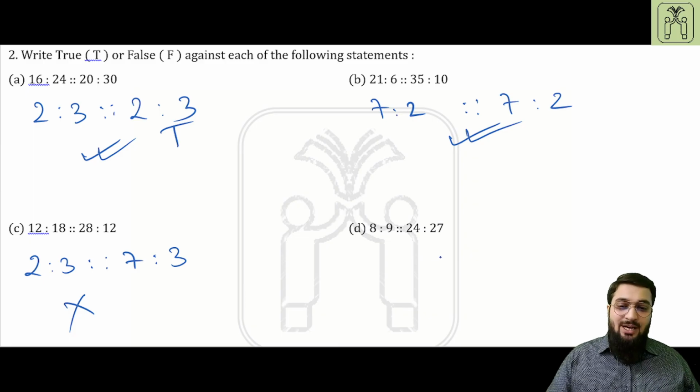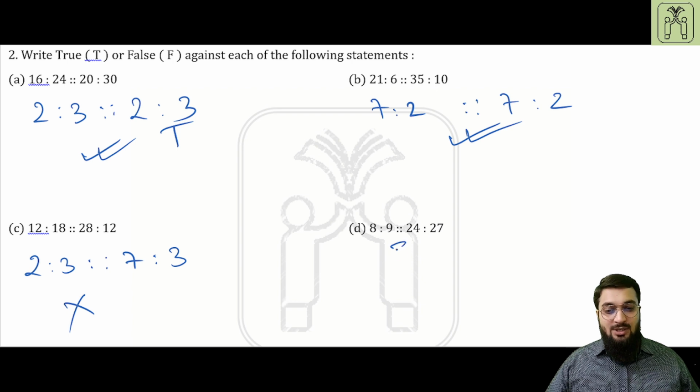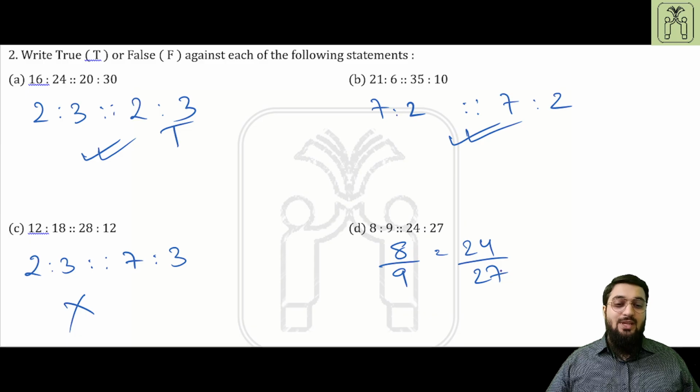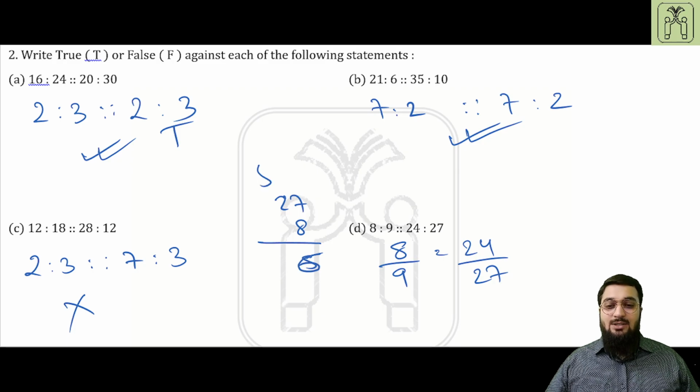So this will be 8 is to 9 and 24 is to 27. So 8 and 9 cannot be further simplified, 24 and 27. So what we'll do over here, we'll just write 8 and 9, and we will write 24 and 27, and we'll start the multiplication. So 27 into 8, what will that be? It will be 8 sevens are 56, and this will be 8 twos are 16 plus 5, that is 21. So this will be 216.